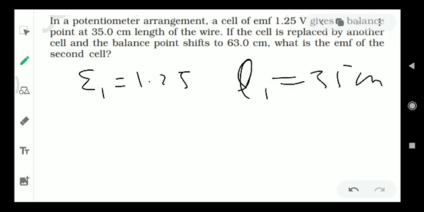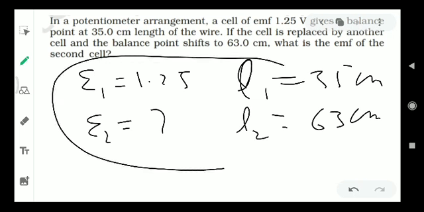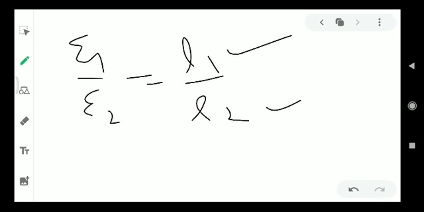If the cell is replaced, I replace this cell by another cell. I don't know the EMF of the cell. Its balance length, the new one, is given 63 centimeter. You are asked E2. It is a very simple question. You can just think of the formula which links these four physical quantities, and the formula is E1 by E2 is equal to L1 by L2. Just put the values of L1, L2, E1, and you will get the value of E2.